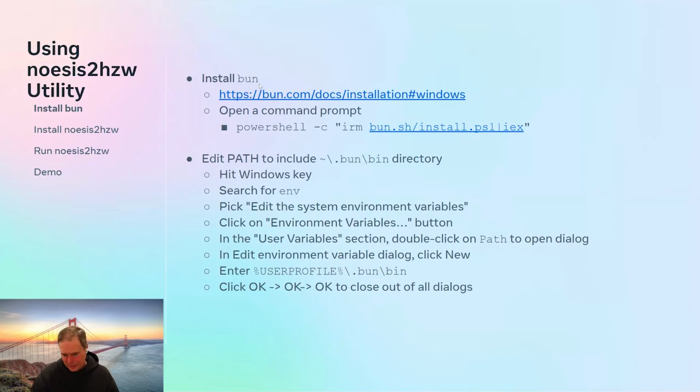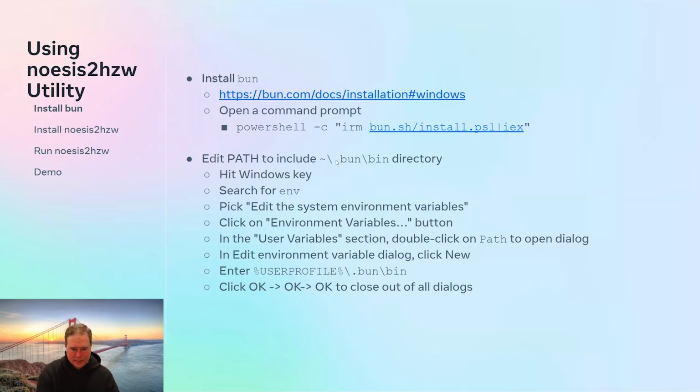First of all, we need to install Bun, which is a tool. Basically, go and click on this web page and read more about how to install it. But basically, you just need to run this command, powershell -c "irm bun.sh/install.ps1 | iex", and that will install Bun on your computer. I've already done that, but the next thing you need to do is edit your path to include Bun's bin in its directory path.